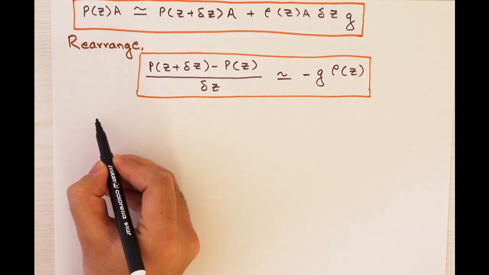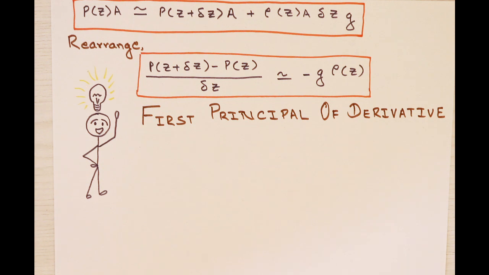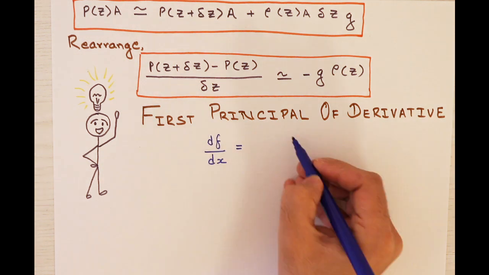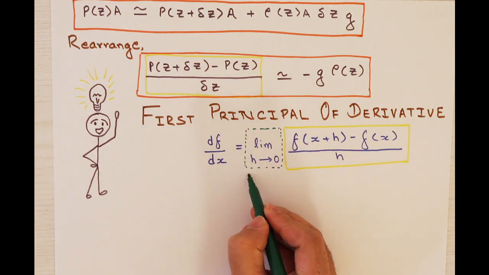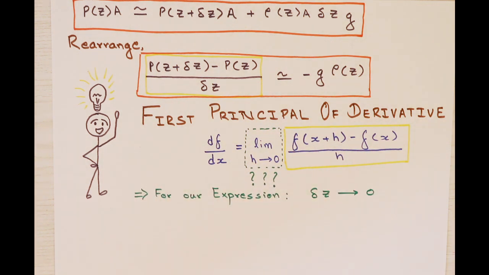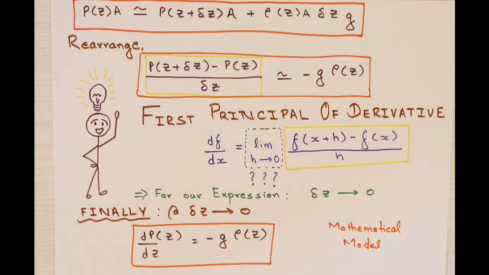To proceed ahead, you need to refresh your memory of the first principle of derivative, which means the derivative of a function f with respect to x can be expressed as a small h amount of change in the function f, that is f(x plus h), minus the unchanged or previous value of the function f(x), divided by the very small change h, within a limit that h tends to 0, or in other words, h is very small in value. And for our expression above, del z is our h, so when del z tends to 0, we can write the left hand side of the expression in terms of dp by dz. Now this in particular is the differential equation explaining the rate of change of pressure with respect to altitude.